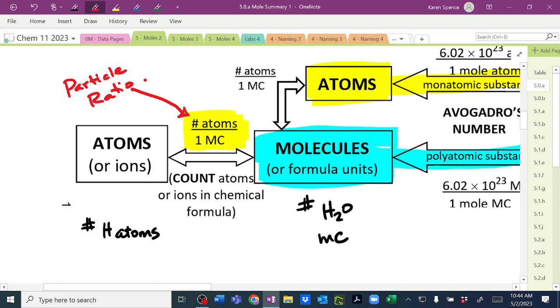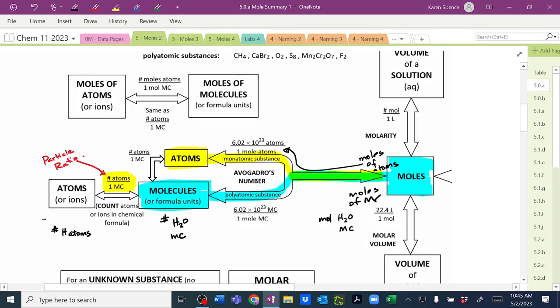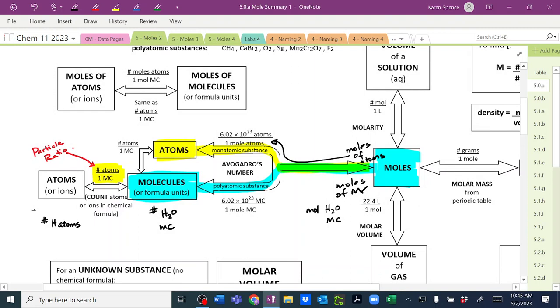And if you're wondering where this page is, it's 5.0a. It is at the very front of your book. Okay. So that's what we're going to be focusing on for this first little bit, this left-hand side going horizontally. All the way from the moles of molecules over to the number of atoms.